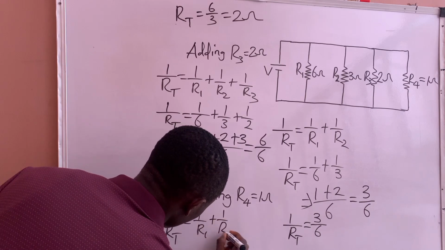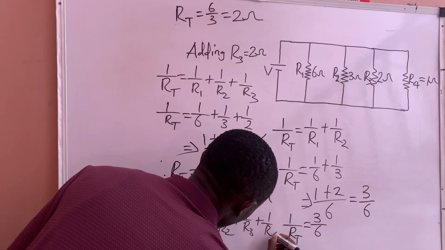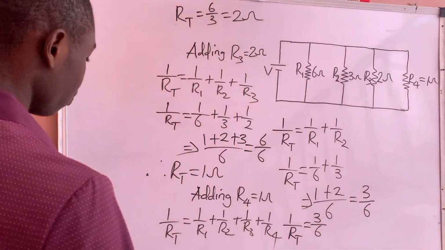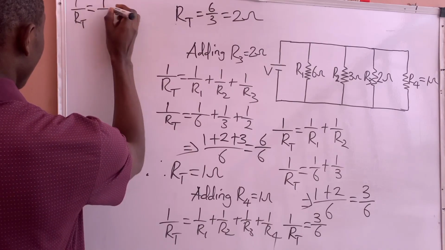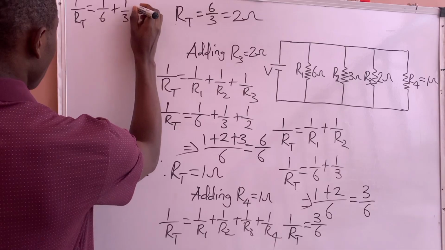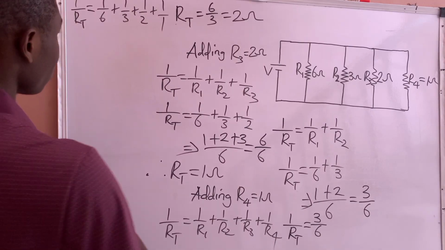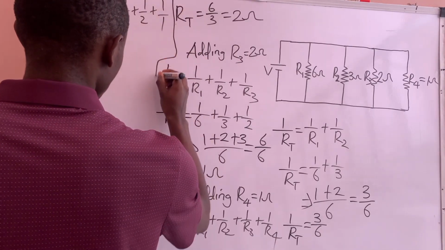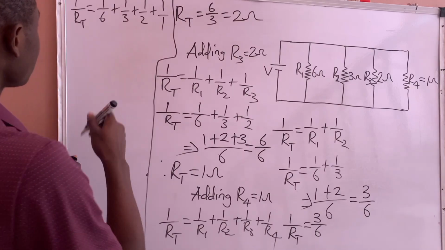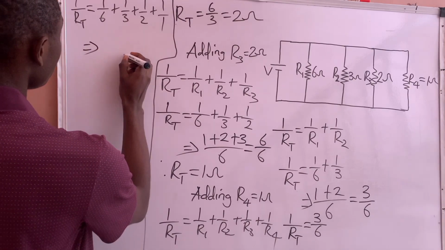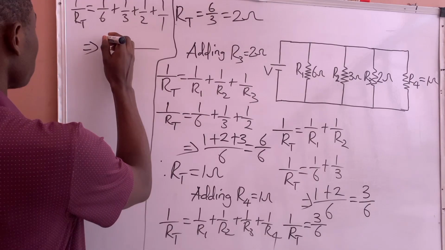plus 1 over R2 plus 1 over R3 plus 1 over R4. So at this point, 1 over RT, which is the total resistance, will now equal 1 over 6 plus 1 over 3 plus 1 over 2 plus 1 over 1. Let me partition the board. So at this point, we can take the LCM. The LCM here is 6. So 6 will go into 6 how many times? 1 time. 1 times 1 is 1.